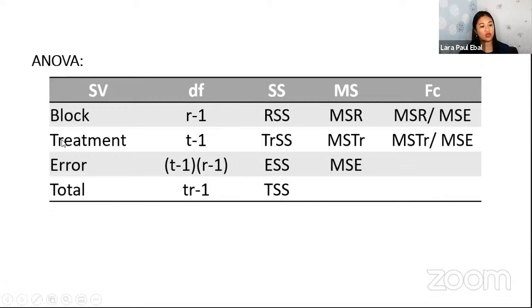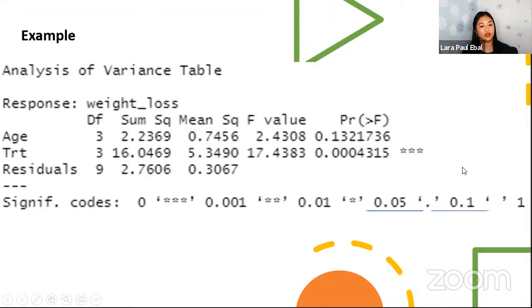Before, for CRD, we only have treatment, error, and total. Now we have this additional variation, so we have this row. And then I'm now using R, our software, to come up with this result. As you can see, the treatment is highly significant. But for the block, which is the age, it's not significant.